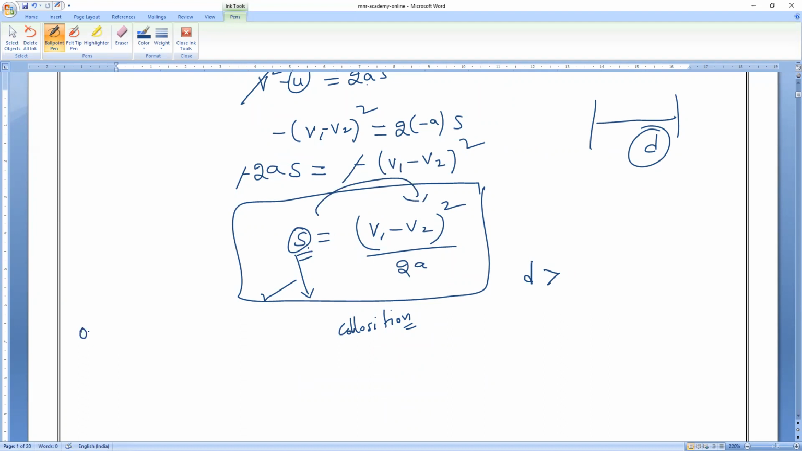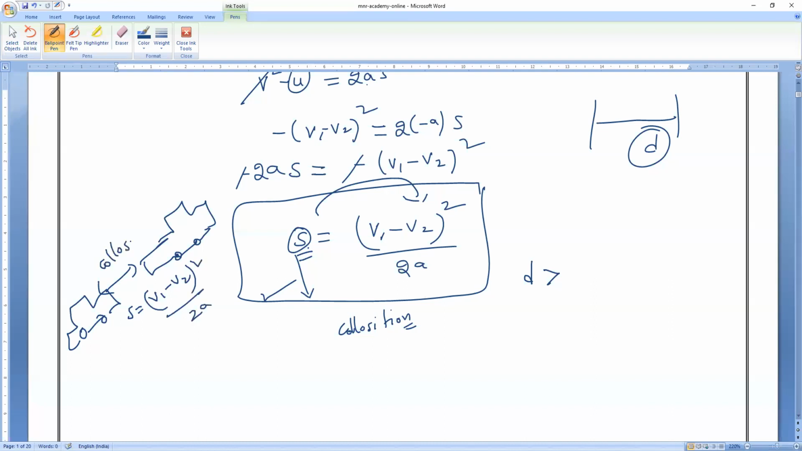Remember everybody, if car A and car B have a distance of S, where S is equal to what? (V1 minus V2) whole square divided by 2A, then definitely collision will take place or not? Yes, sir. Collision will take place. Now we want to stop the collision. So if you want to stop the collision, definitely the distance between them must be greater than this S. So that's all it is.